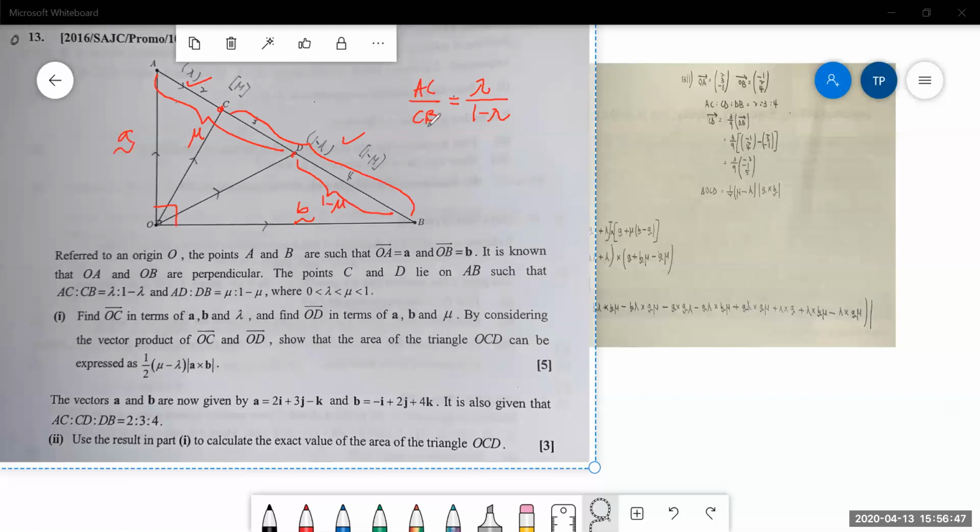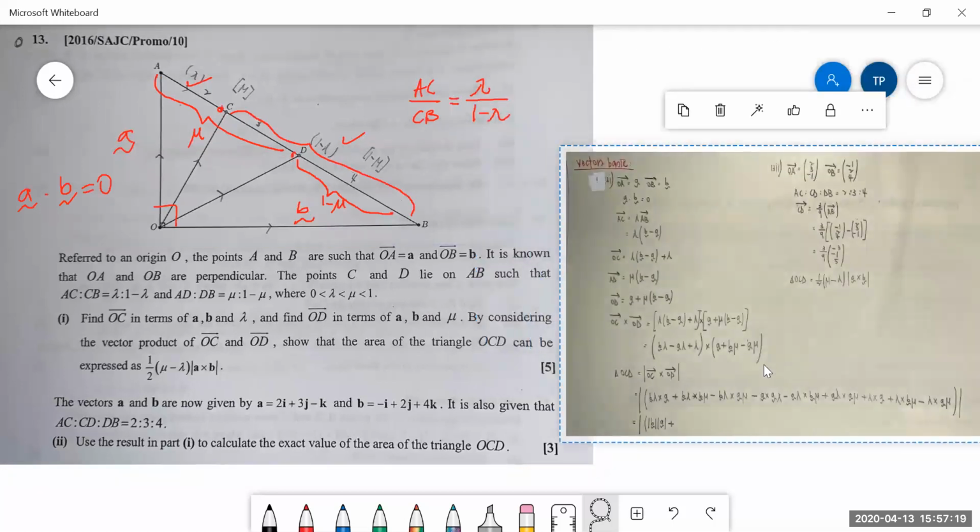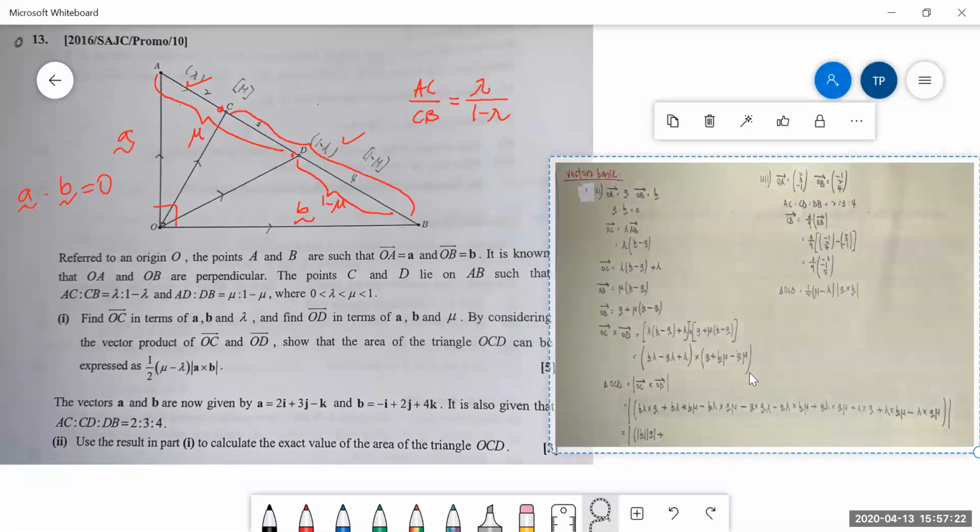Okay, so find OC in terms of a, b and lambda. Over here, we have a lot of information. We have two ratio theorems, and we have one a dot b equals 0. There's really a lot of information. So let's see what you did. Okay, so we need to find OC.